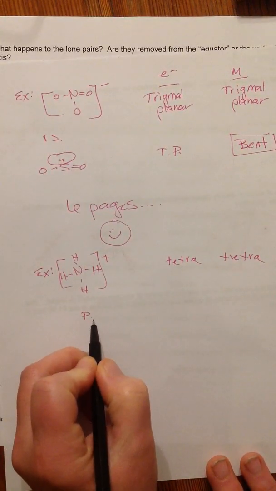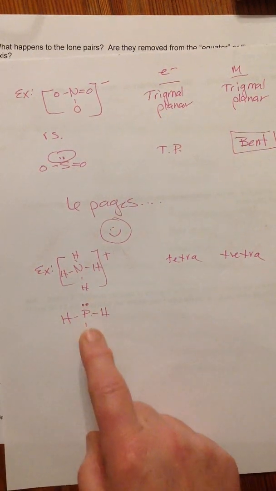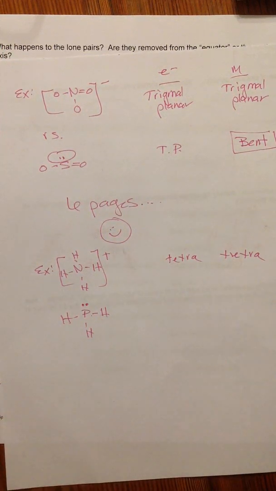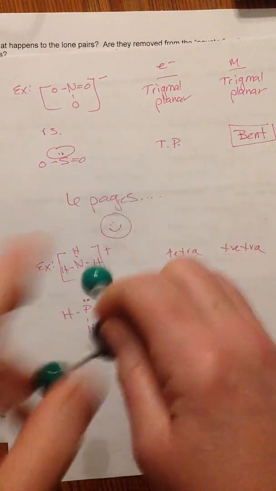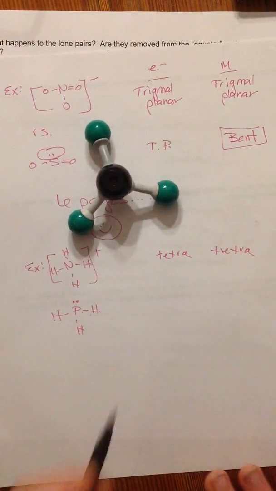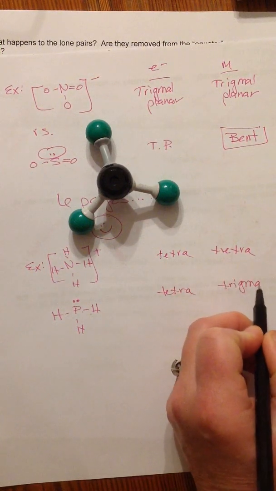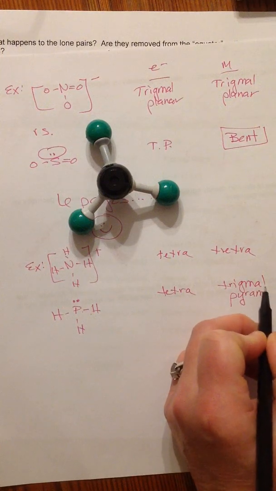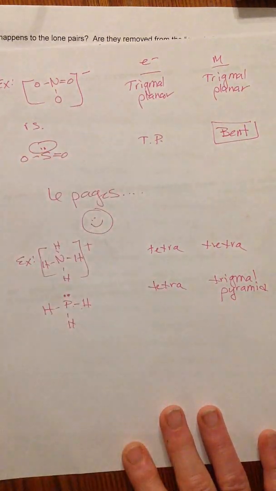However, if I have PH3, I've got a lone pair on my central atom. Okay? So what I would have is tetrahedral for the electron geometry, but my lone pair, you have to subtract it out. It doesn't take up space. So it's still going to be tetra. That's what the electrons are going to do, but we're going to have a trigonal pyramid. Okay, a trigonal pyramid.